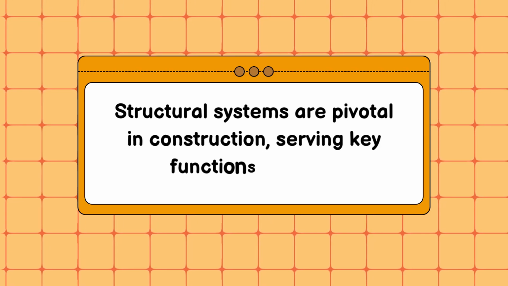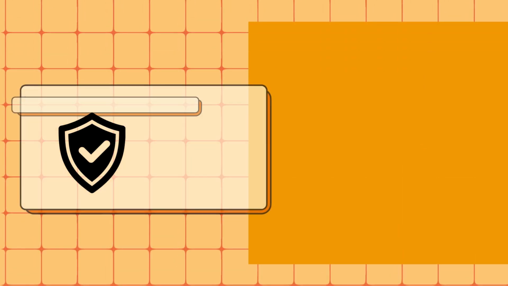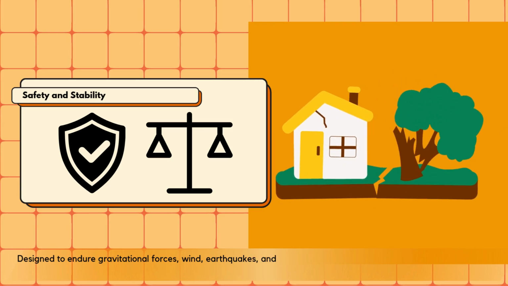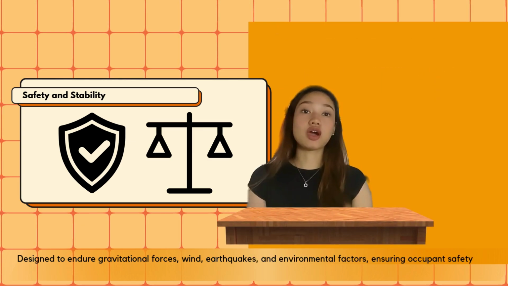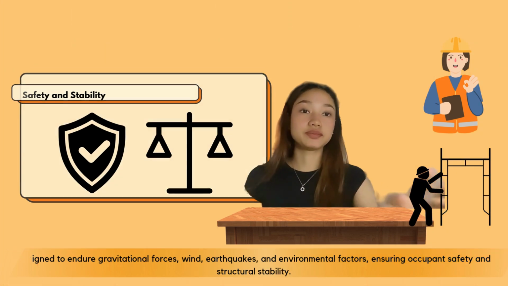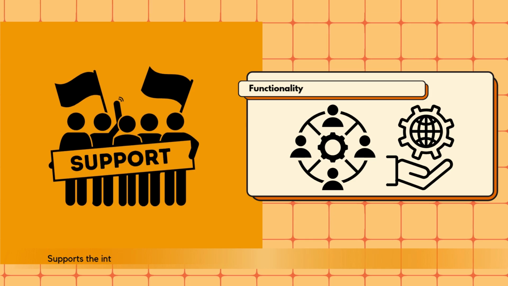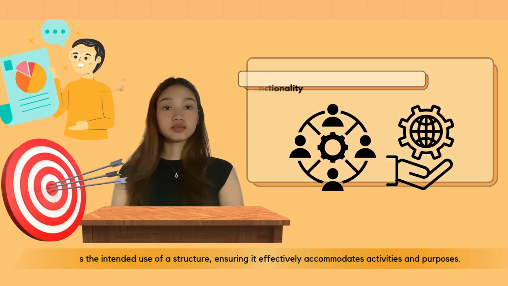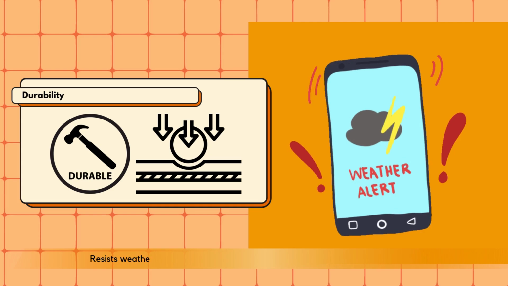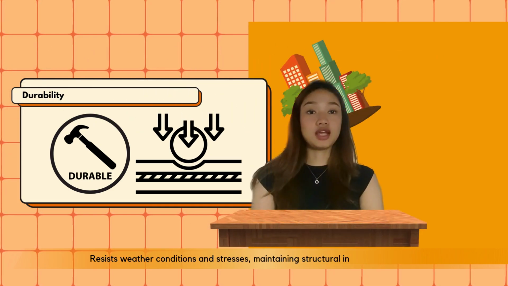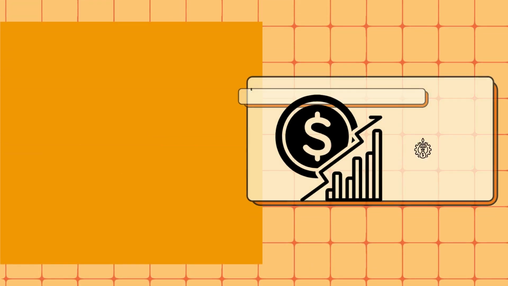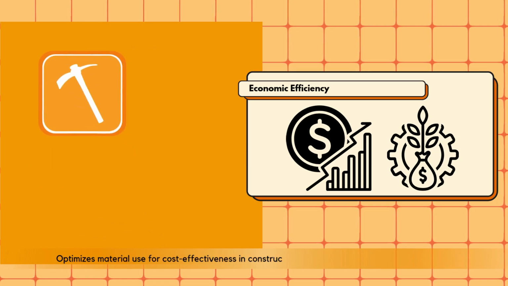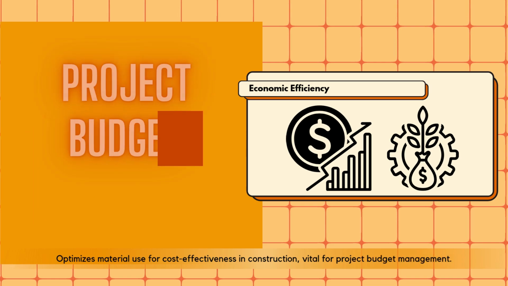Structural systems are pivotal in construction, serving key functions such as safety and stability. It is designed to endure gravitational forces, wind, earthquakes, and environmental factors, ensuring occupant safety and structural stability. Functionality. It supports the intended use of a structure, ensuring it effectively accommodates activities and purposes. Durability. It resists weather conditions and stresses, maintaining structural integrity over time. Economic efficiency. It optimizes material use for cost effectiveness in construction, vital for project budget management.